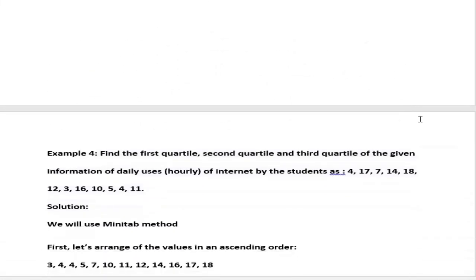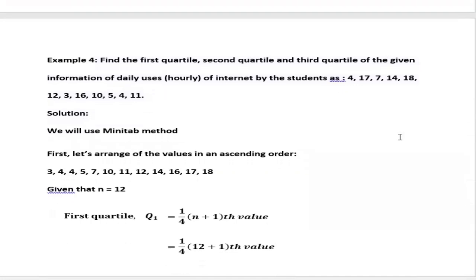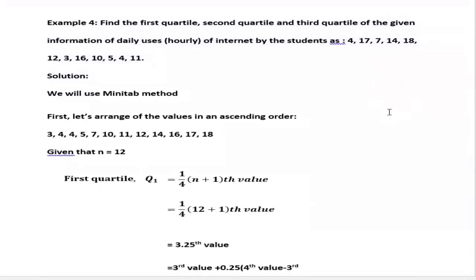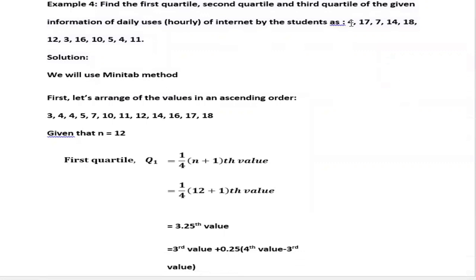Let us do another example. So this is the internet usage by students in hours. After getting the data, we have to arrange the data in ascending order. I already told you. If you arrange it in ascending order, you will get 3, 4, 5, 7, 10, 11, 12, and so on up to 18. If you count how many numbers, there are 12 students' internet usage records, so n will be 12.